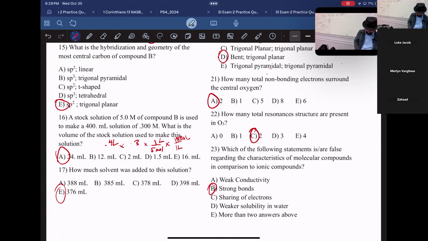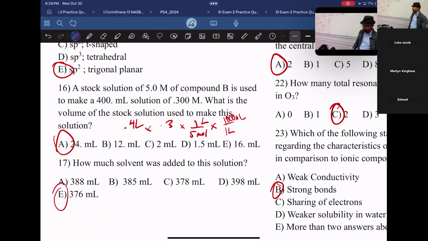So 16 and 17 are a little bit different. They probably wouldn't ask about the number of liters from the stock solution. What he would probably ask directly is how much solvent would be added. I asked it like this to teach you the tricks, stuff like that.